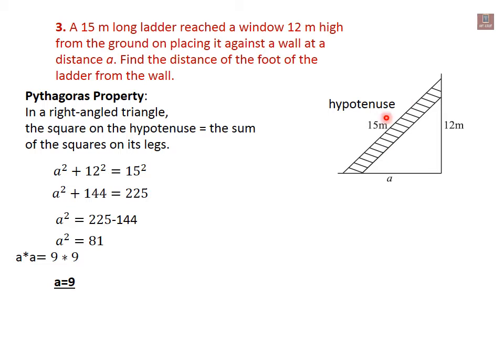So here hypotenuse measurement is given and one of the legs is given. You are going to find out the third leg. A value you have to find out. So how do you find out? Hypotenuse square is equal to A square plus 12 meter square. From this you will calculate the A square value, and from there you will find out the A value.